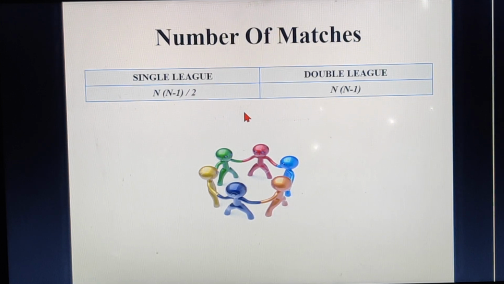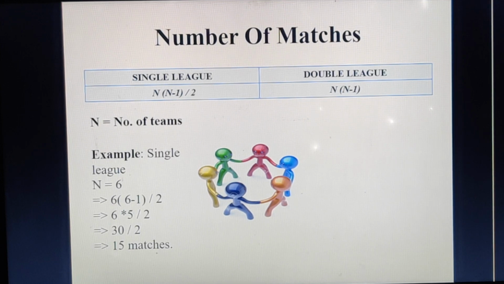Okay, let me give you an example for single league. Here n denotes the number of teams. In the example for single league, as we can see, there are 6 teams, so n is 6. We put all the values in the formula and we get 15 matches. So in this entire tournament there will be 15 matches for 6 teams. And how do we get to know that? I will be explaining that in the next slide, which is probably not given in your book, or your teacher also might not explain it.